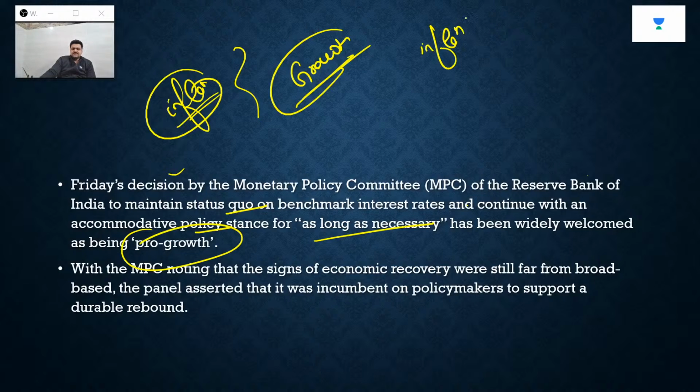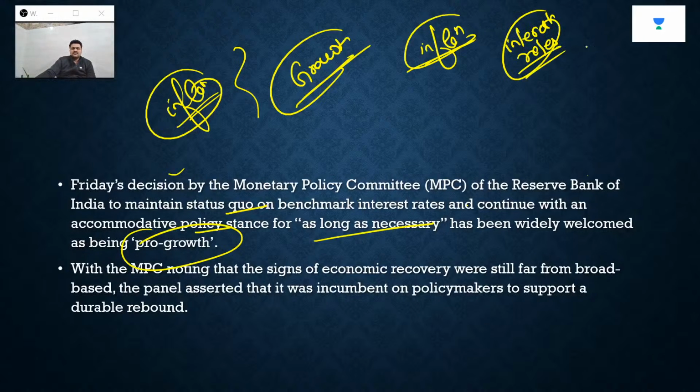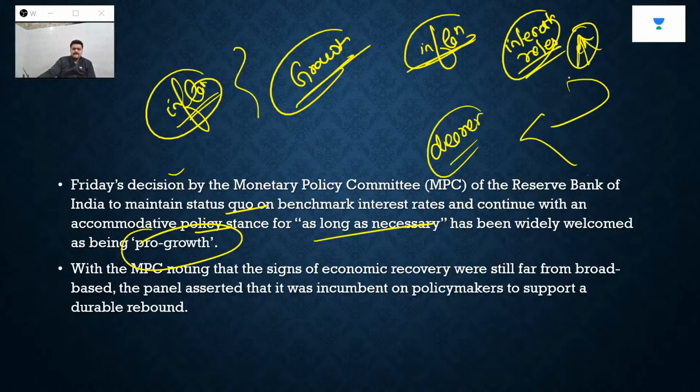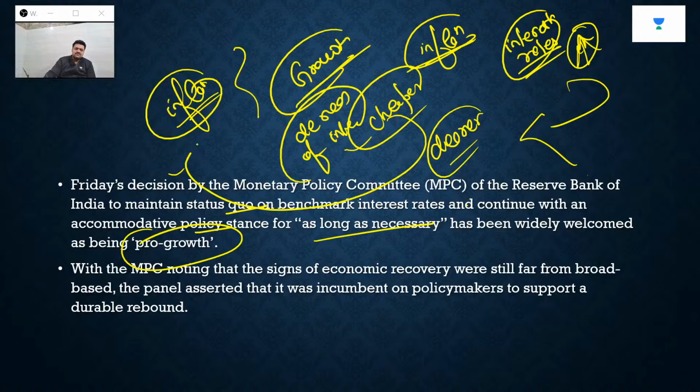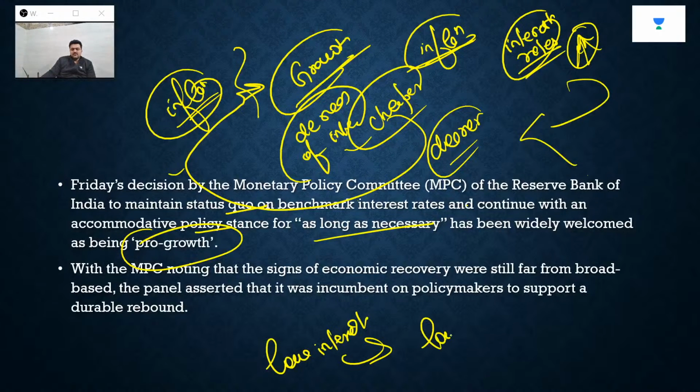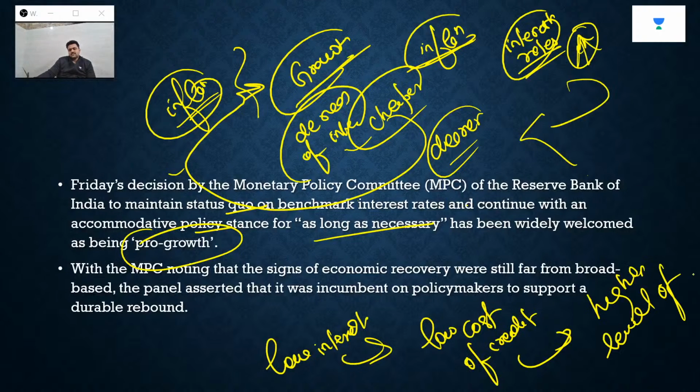In order to contain inflation, if you know the basics of economics here, interest rates need to be increased. Why? Because increased interest rate will make what? It is going to make money dearer. Getting it? And decrease of interest rate will make money cheaper, and cheaper money promotes growth. Are you getting it? So low interest rate would mean low cost of credit, and this would mean a higher level of investment. Getting it?